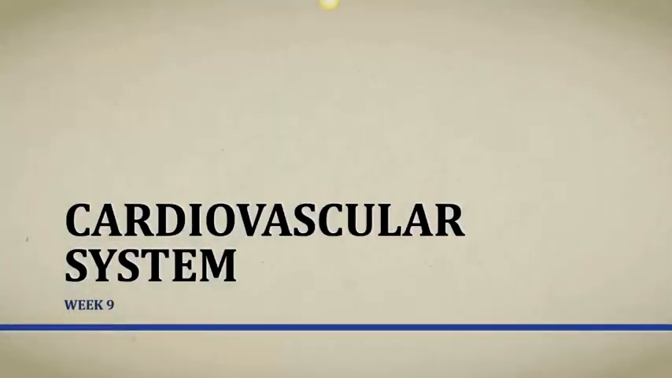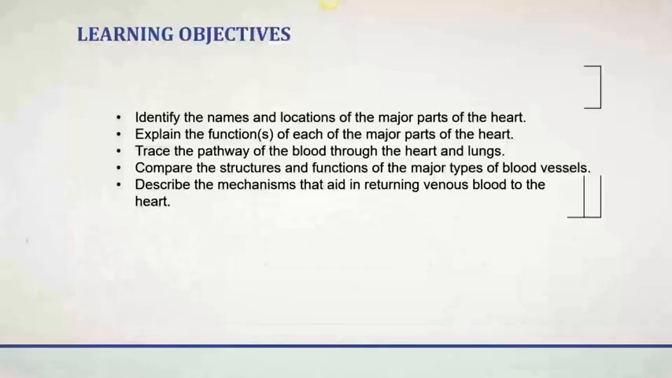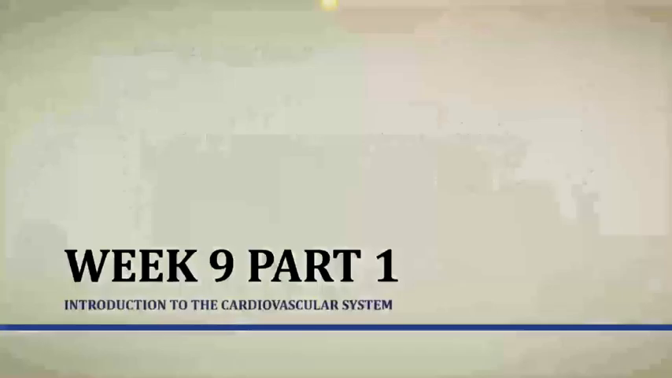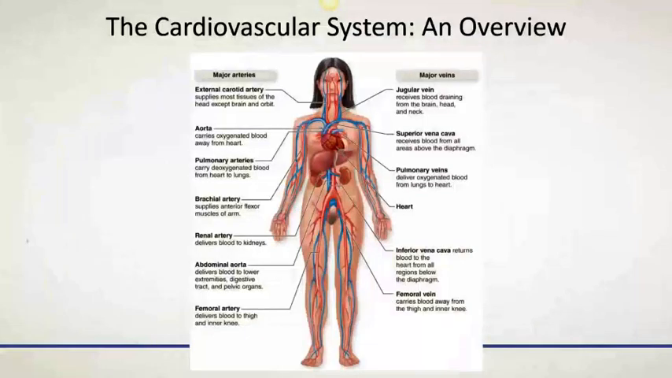So this week we're going to talk about the cardiovascular system. Here's a list of the learning objectives. Cardiovascular is talking about the heart and blood vessels. This is an overview of all of the different parts of the cardiovascular system.